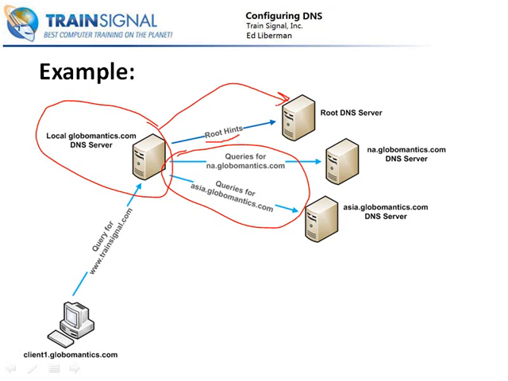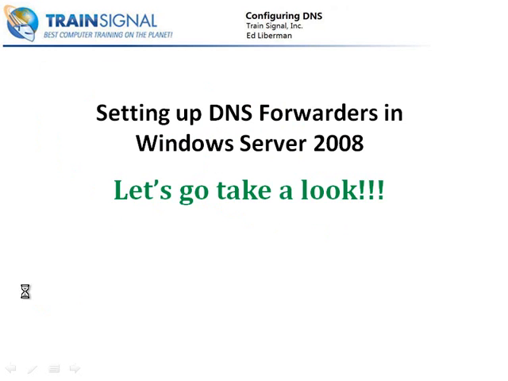.com will then say go ask trainsignal.com. Trainsignal.com will say, sure, here's the IP address. The IP address comes back to the globalmatics.com DNS server, which sends it back to the client. That's how this would work in the GlobalMantics network, or at least that's one way it could work in the globalmatics.com network. Let's go take a look at how to set this up in Server 2008.